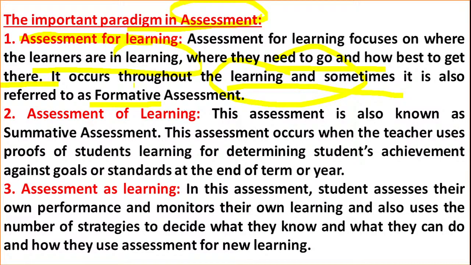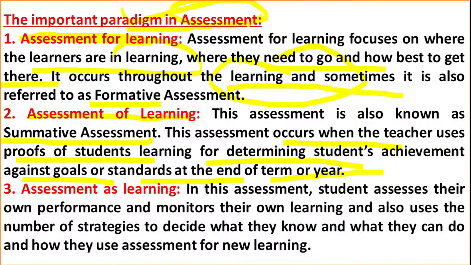So the second importance of assessment is assessment of learning. This assessment is also known as the summative assessment, and it occurs when the teacher uses proofs of students' learning for determining the students' achievements against goals and standards at the end of the term. So in summative assessment, the teacher is using some proofs, he is having some set of standards. According to that standard, he is going to determine the students' achievement. So it is known as the assessment of learning. It is also known as the summative assessment. And please remember, assessment for learning is known as the formative assessment.